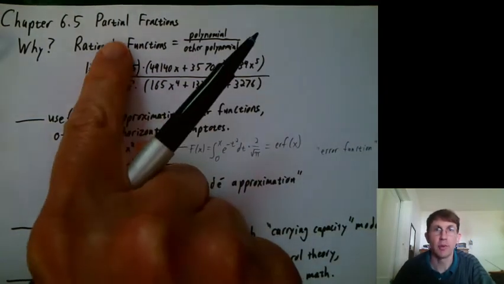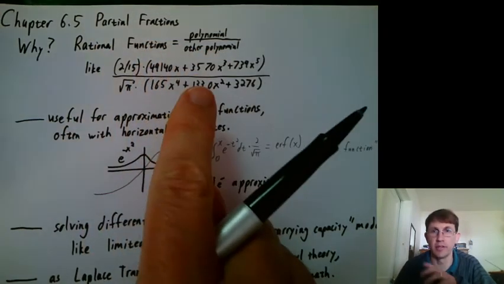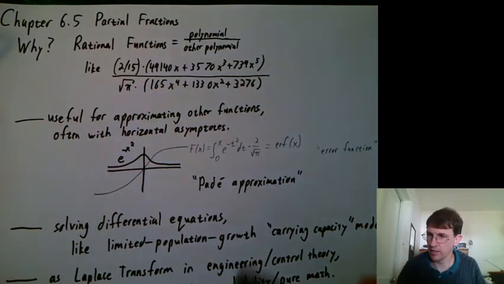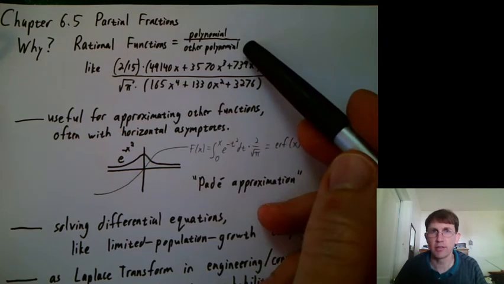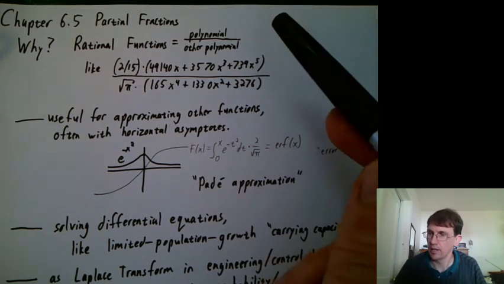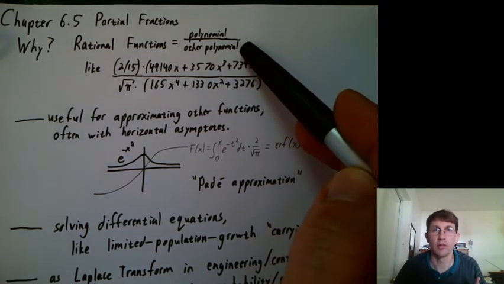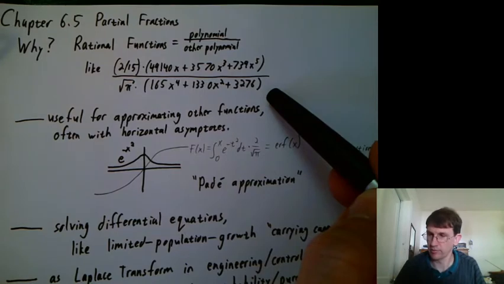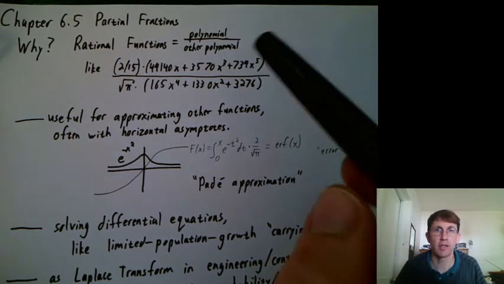Chapter 6.5 is about partial fractions, and we'll say what that means in just a minute. We might ask, why should we care about partial fractions? Well, you might have seen rational functions in a previous class, like college algebra or something, which is a polynomial over another polynomial. Here's a particular rational function. I'll tell you why I picked that one in particular in just a sec.